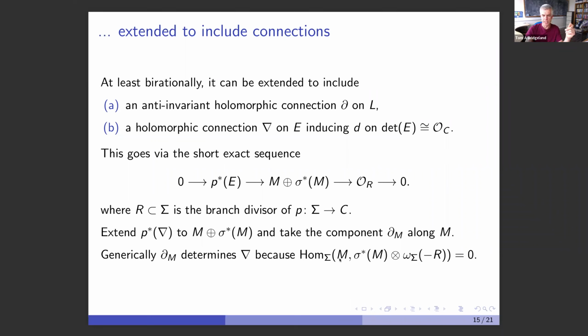So the discrepancy lives in this cohomology group. And because this has degree 4G minus 4, and this has genus 4G minus 3, this is generically zero. So the claim is that for generic M, a connection on E uniquely determines a connection on M.